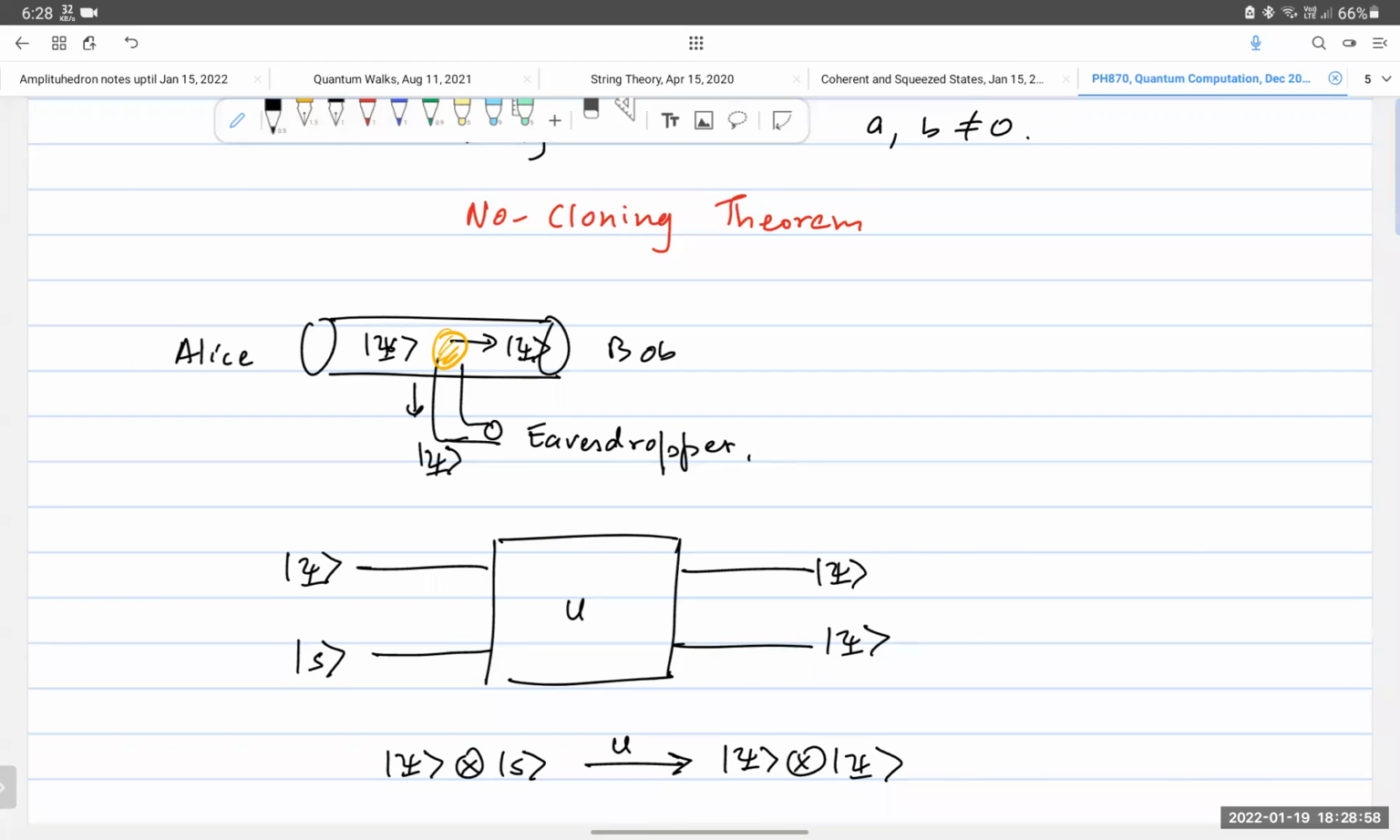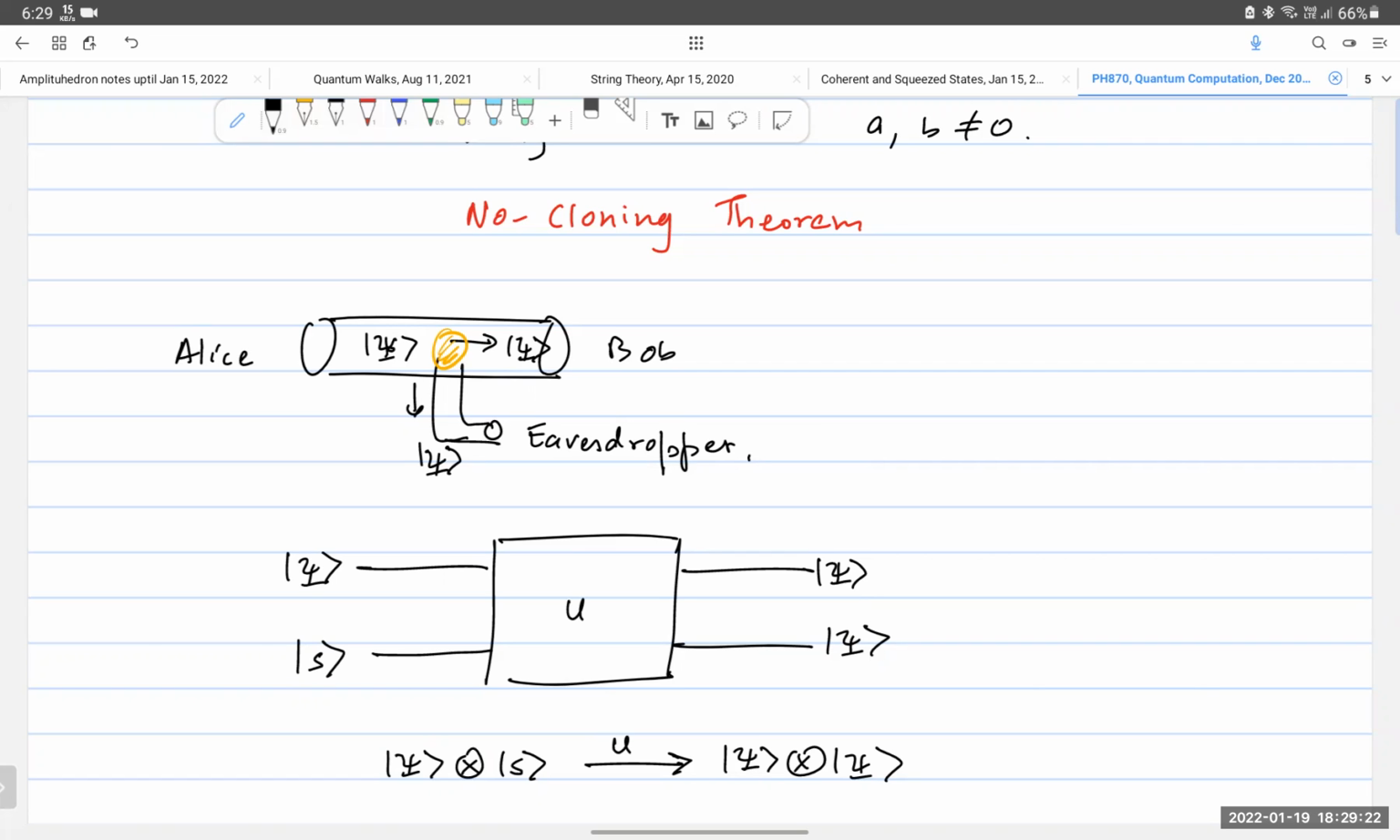What is happening is that if there is no eavesdropper, then there is some channel between Alice and Bob, and Alice uses that channel to send the state to Bob. And we'll talk about how this happens. This is known as quantum teleportation. We'll talk about that in the next class.